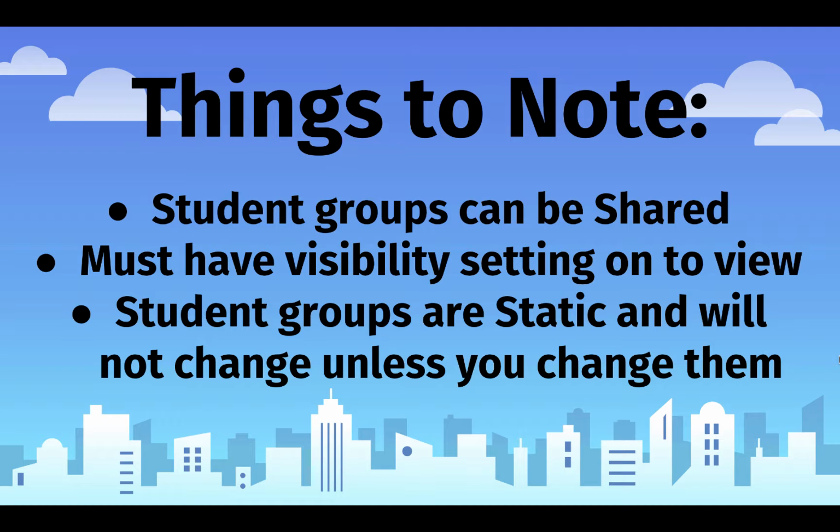And the third thing to know is that student groups are static. That means that they will not change when PowerSchool updates the Illuminate rosters. If you want a student added or removed, you actually have to manually go in and add or remove students. So if you're missing a student, it's pretty easy. Just go add that student to the student group, or if you don't want them anymore, you can remove them.